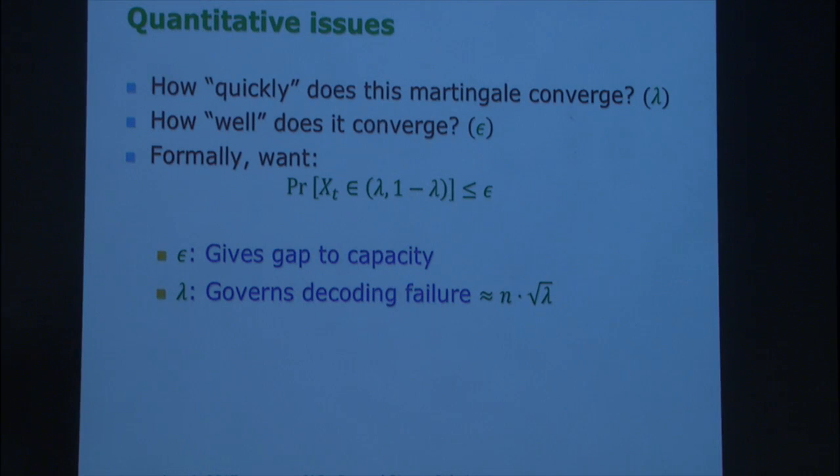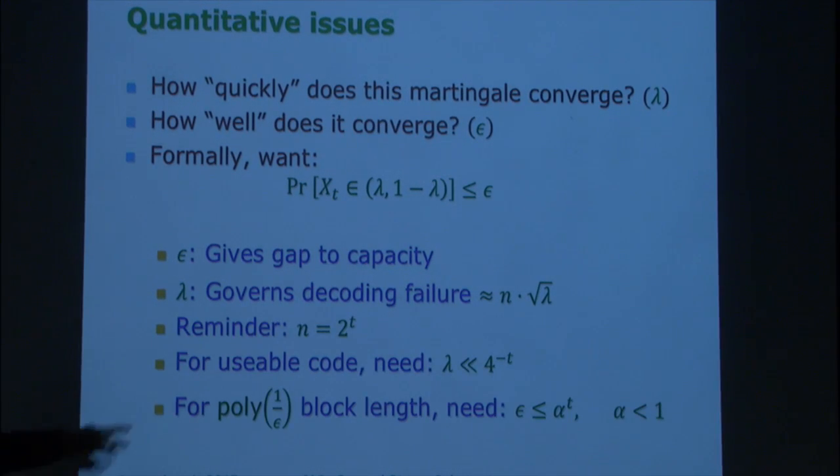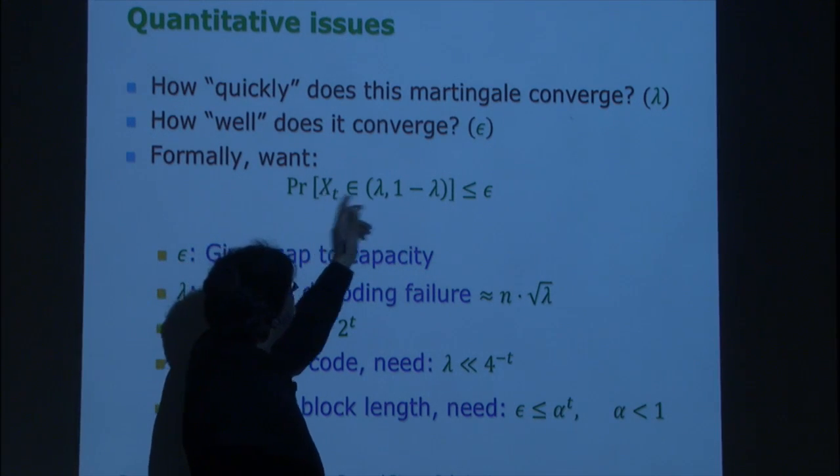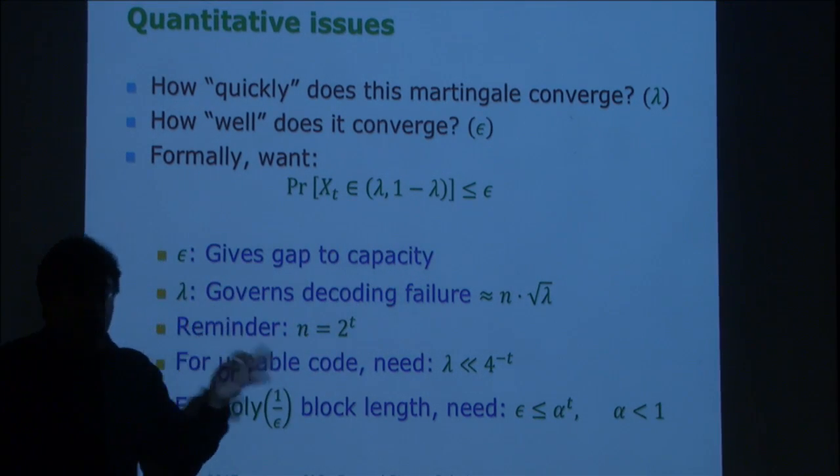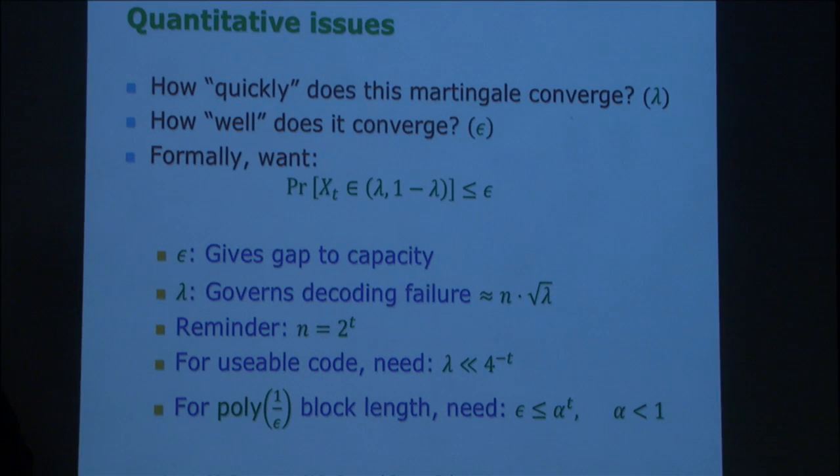All right, so these two parameters are what we care about, this is what we want to prove, and this is what we call strong polarization. If I can prove that XT is going to be less than this, then I have got that this martingale polarizes strongly.